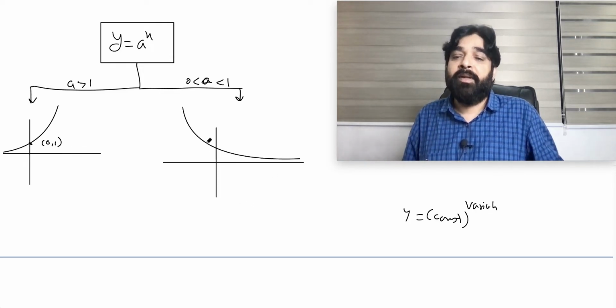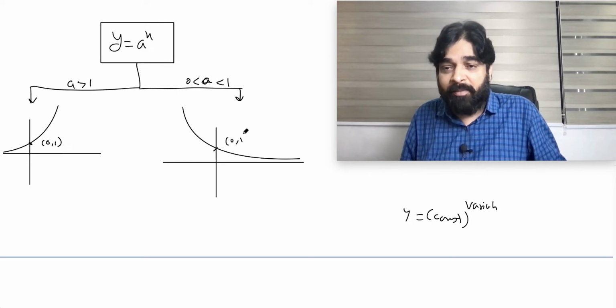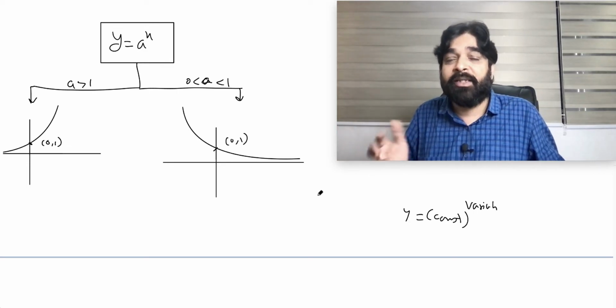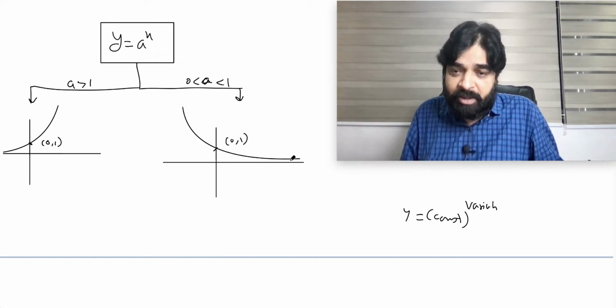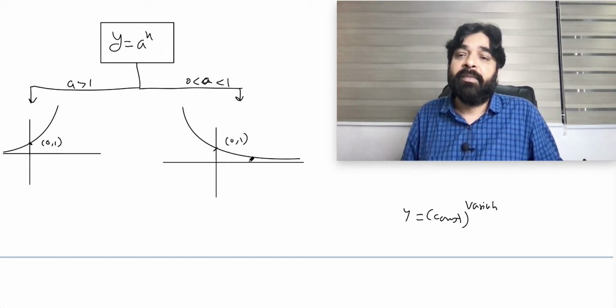This way. This coordinate again 0 and 1. Does not matter if a is 2 or 3 or 5 or whatever. It will be 0 and 1 only. Understood? This is the way. Decreasing graph. Have you understood?